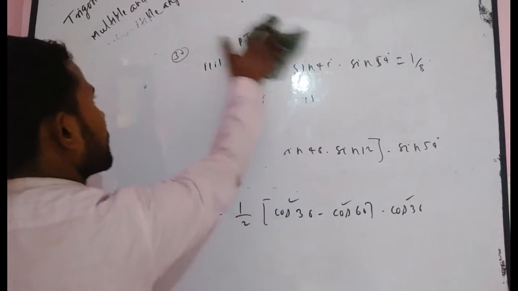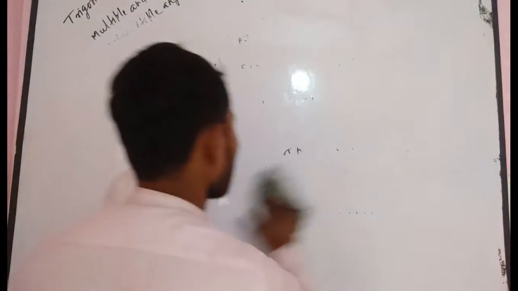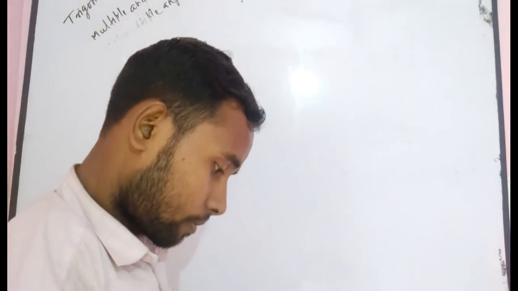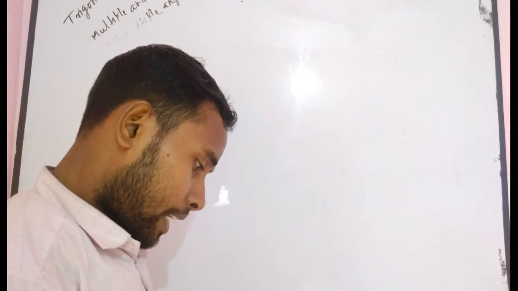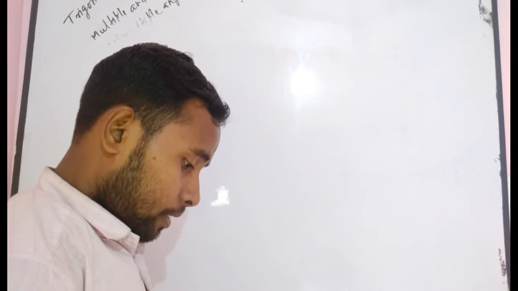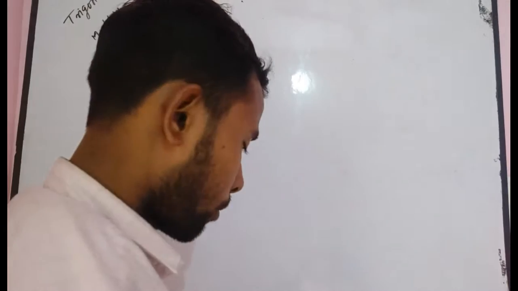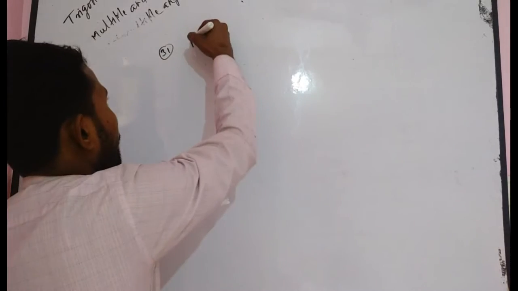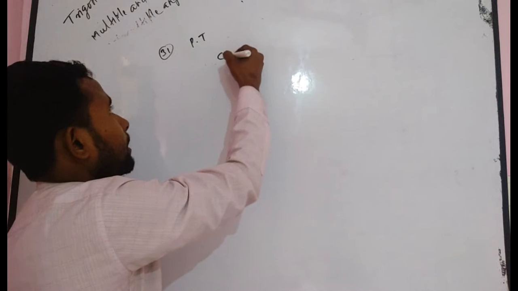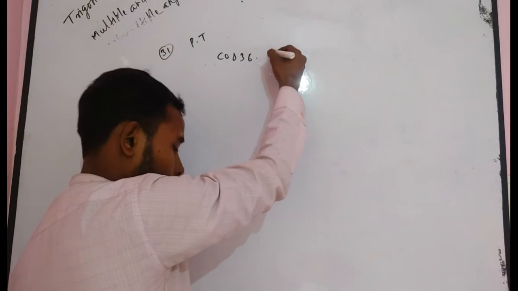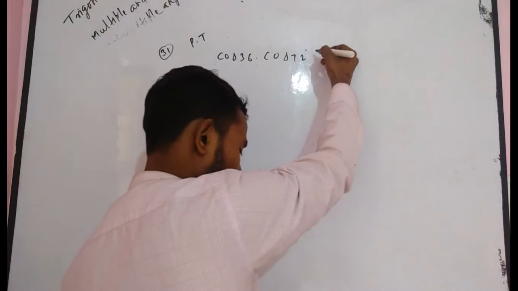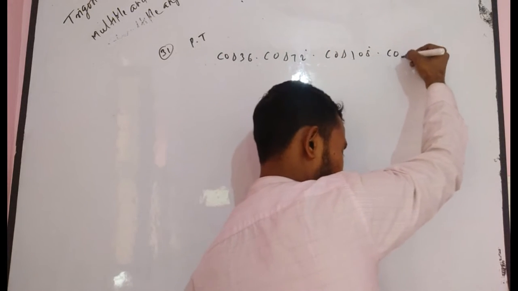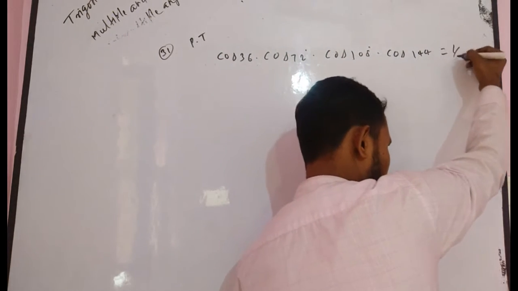Again I take the next problem for you. The next problem for you will be 31. What is problem 31? See again, 31. Prove that cos 36 into cos 72 into cos 108 into cos 144 is equal to 1 upon 16.